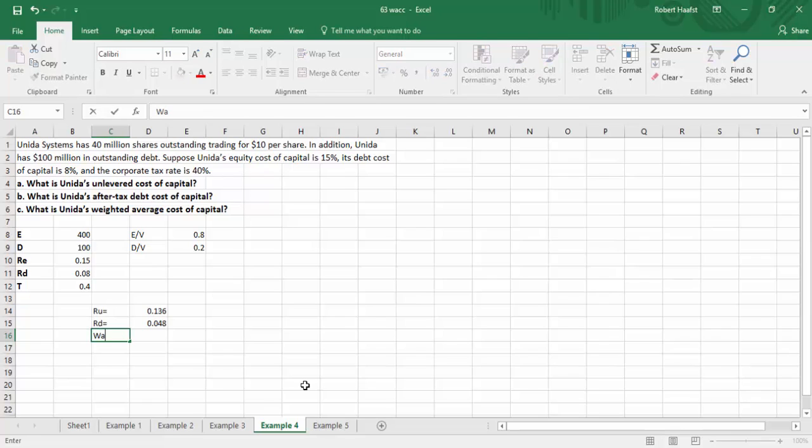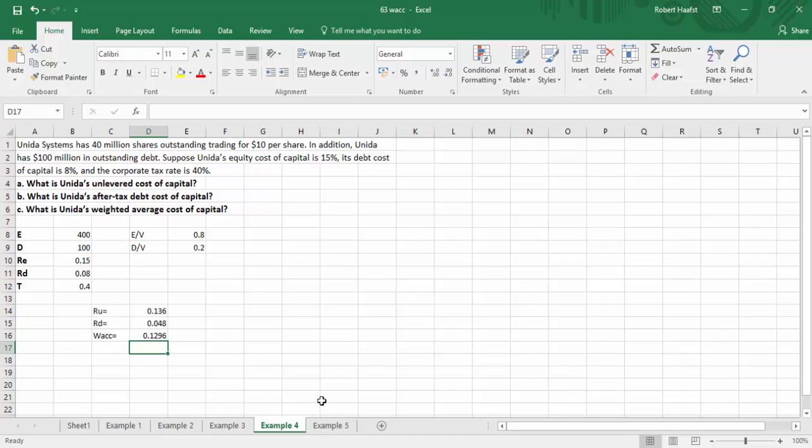Now we can calculate the WACC, and the WACC is simply our 15% cost of capital times the equity to value ratio, plus our after-tax cost of debt times the debt to value ratio, which results in a WACC of 12.9%. Well, good.